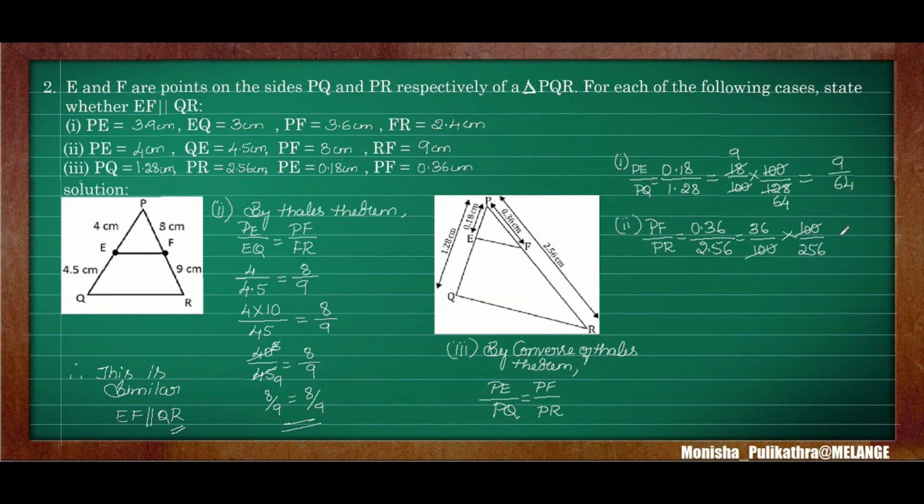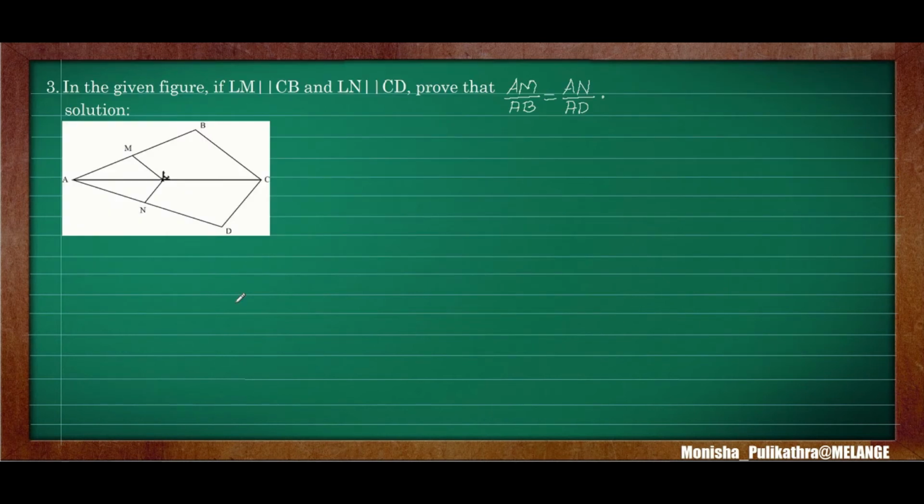Here both numbers will be divided by 2 or 4. I will be dividing by 4. 4 9s are 36, 4 6s are 24, 1 carry, 4 4s are 16. So here the ratio is 9 by 64, which is equal to the first one. Therefore the ratio PE by PQ is equal to PF by PR. So therefore it is similar, and EF is parallel to QR. I hope you understood this problem. Moving on to the third question of this session.